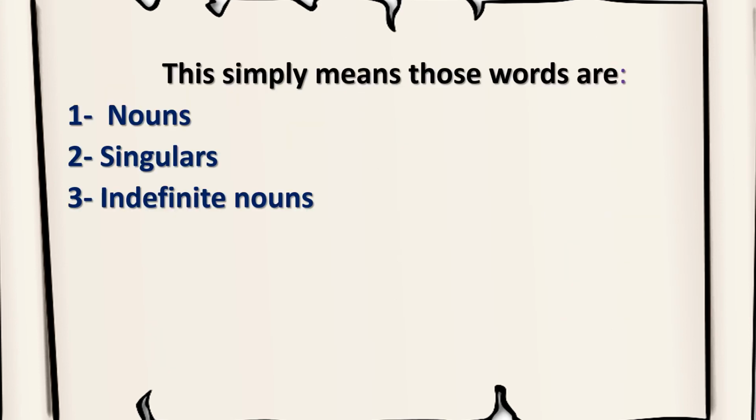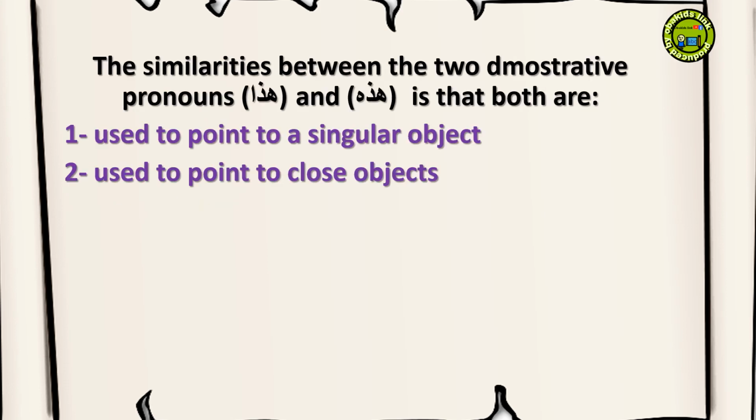This simply means those words are: one, nouns; two, singulars; three, indefinite nouns. The similarities between the two demonstrative pronouns, haza and hazihi, is that they are both: one, used to point to a singular object; two, used to point to close objects.